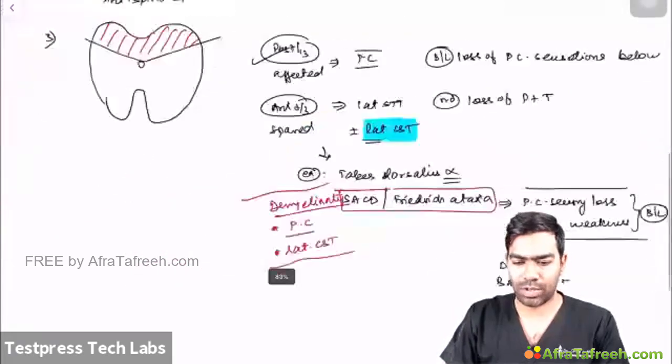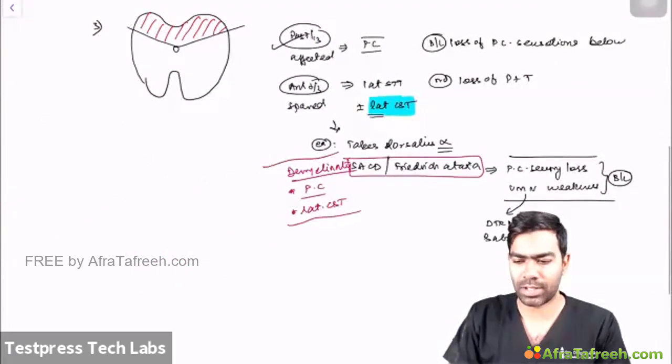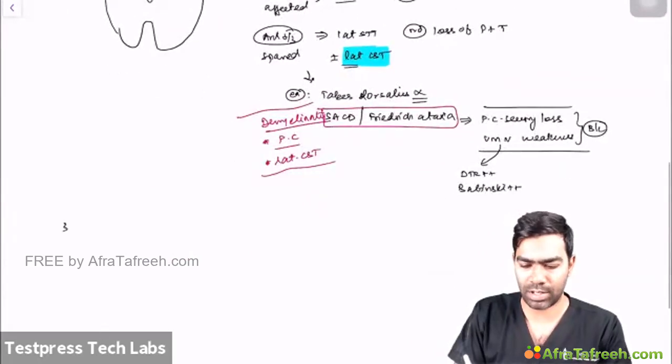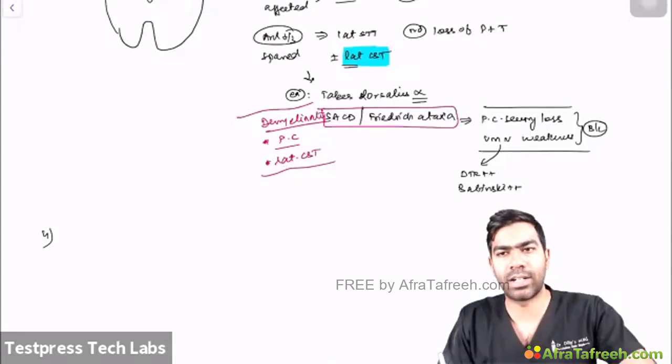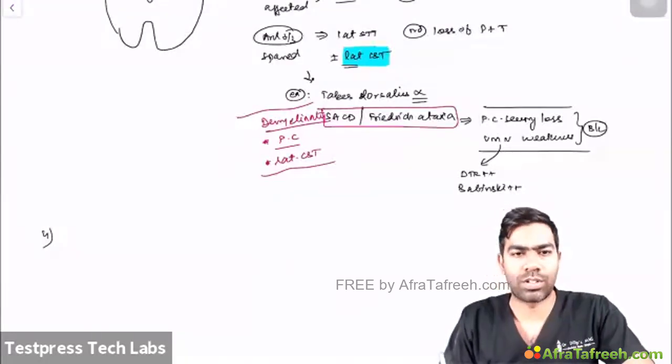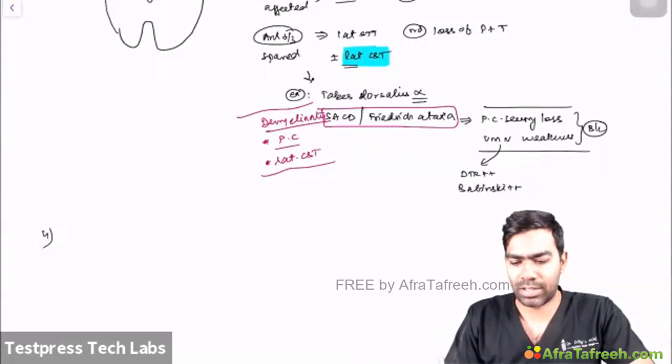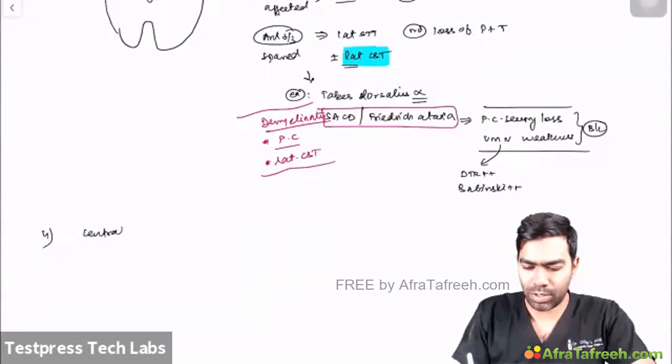So this is how your posterior cord syndrome will be presenting. But involvement of the corticospinal tract is variable depending on what is the disease that is causing the posterior cord syndrome. Then we have central cord syndrome. This is really important.